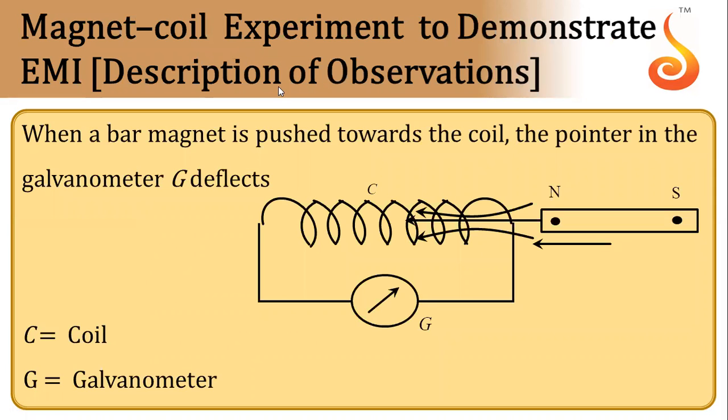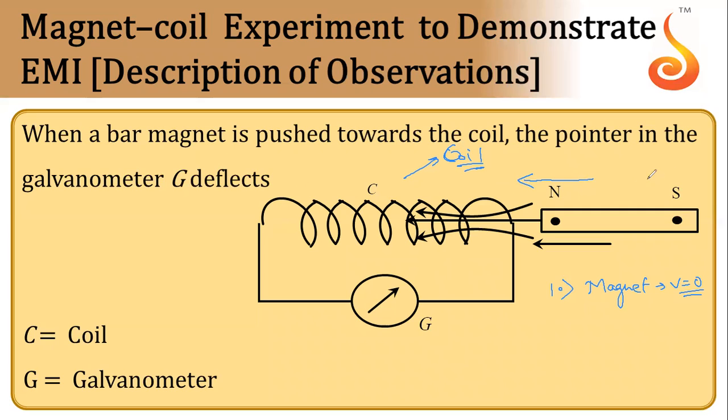In the magnet coil experiment, a coil was taken and a galvanometer was attached to this coil to find whether there is a reading or not, and then a magnet was taken. Initially, if the magnet was not moving, if the magnet velocity is zero, and the coil is fixed, then it was found that there is no deflection in the galvanometer. Now we started bringing this magnet closer to the coil, and some deflection in the galvanometer appeared.